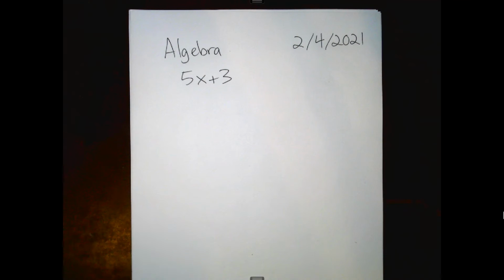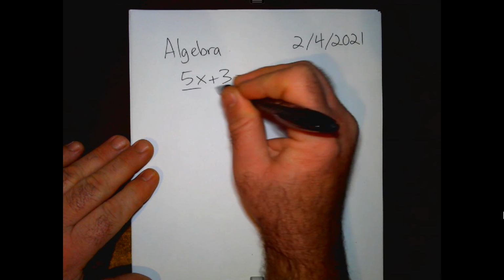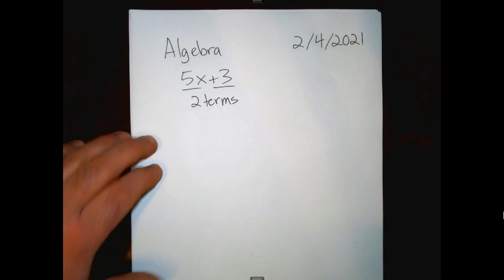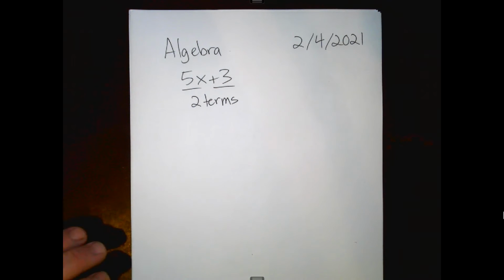An expression is a mathematical phrase that includes one or more variables. So one example is 5x plus 3. I'm going to just try to point out some vocabulary. We have two terms. 5x is the first term, 3 is the second term.